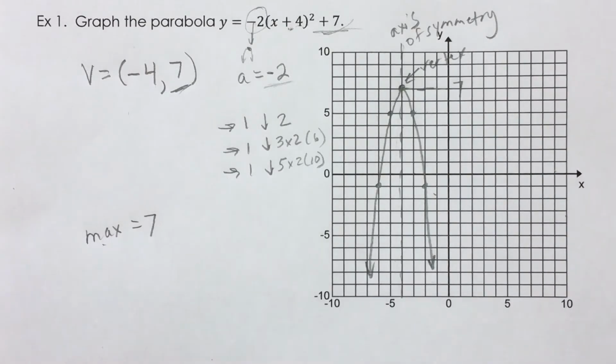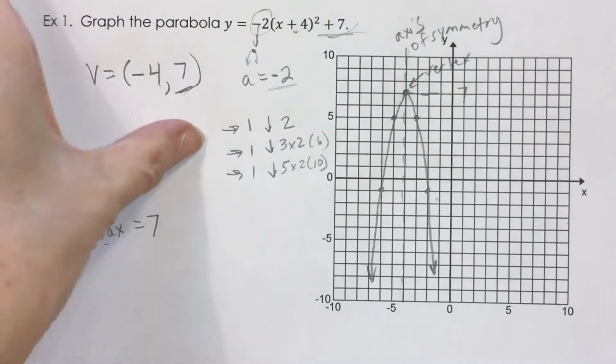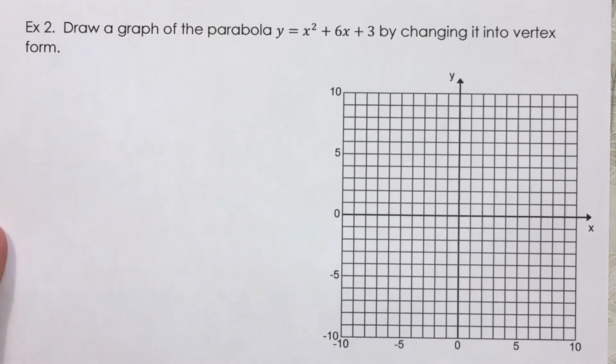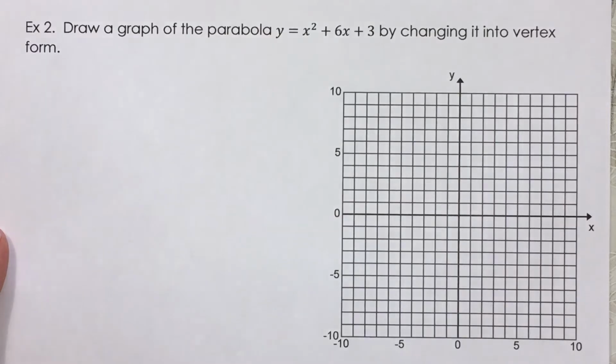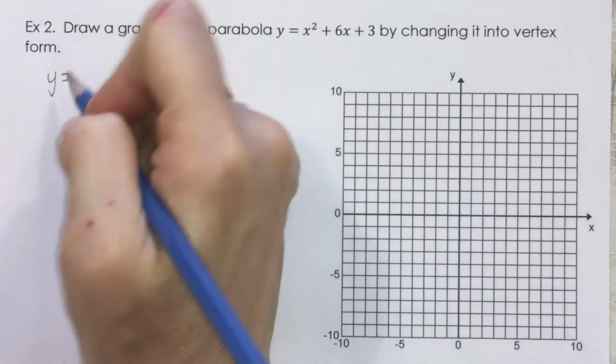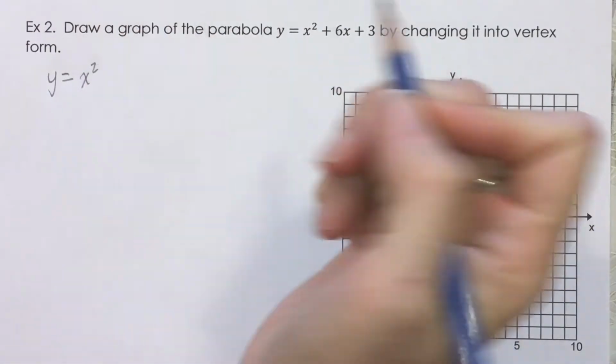So now we're also going to refresh from grade 10 how to change from, or sorry, from standard form to vertex form. Okay, so draw a graph of this parabola by changing it into vertex form. So how do we do this? So I'm going to start just recopying our quadratic that's in standard form right now.